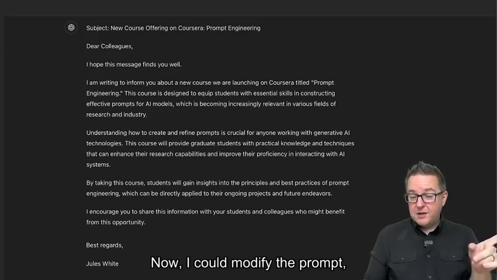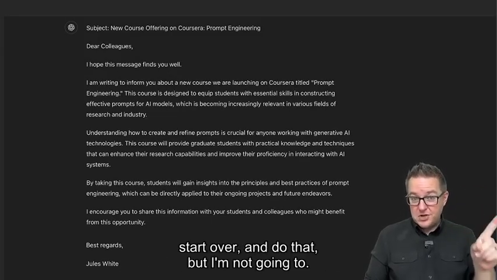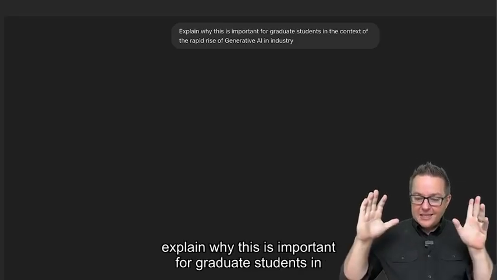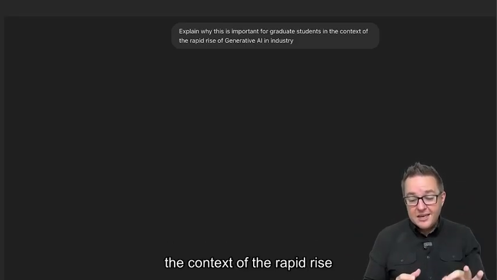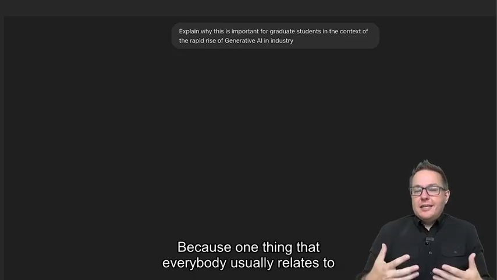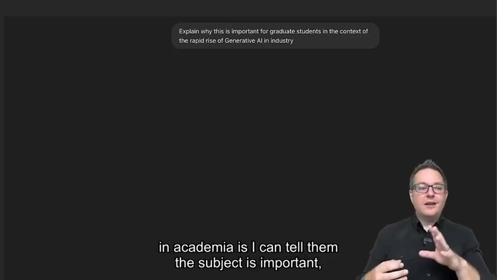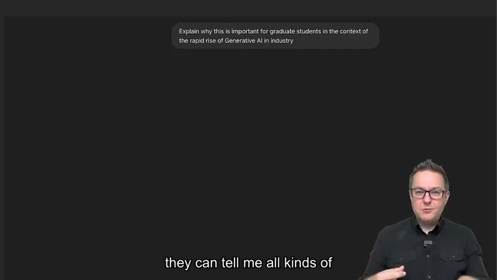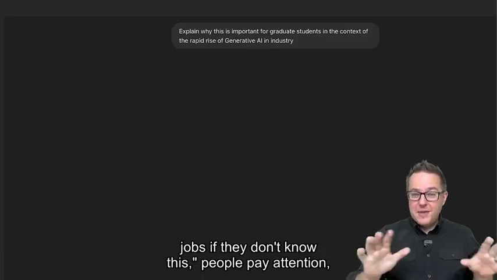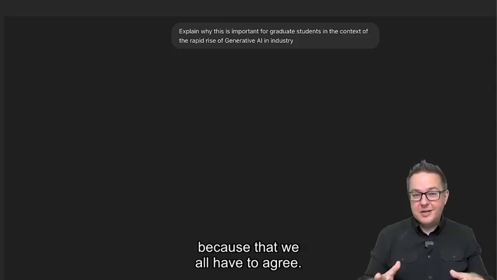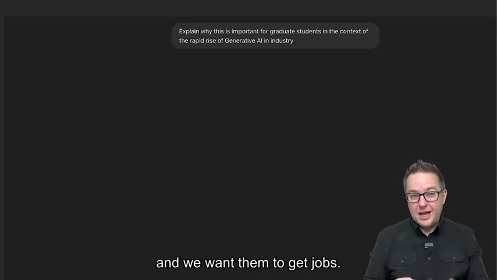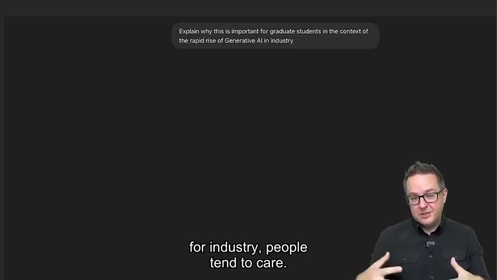Now, I could modify the prompt, start a new conversation, and start over, but I'm not going to. Instead, in the next message in the conversation I'm going to say, explain why this is important for graduate students in the context of the rapid rise of generative AI in industry. One thing that everybody usually relates to in academia is that I can tell them the subject is important and they can argue with me. They can tell me all kinds of reasons why they think it is or is not. But if I say our students won't get jobs if they don't know this, people pay attention, because we all have to agree at some point that one of our goals is to educate our students and have them get jobs. So if we say they need to know this for industry, people tend to care.